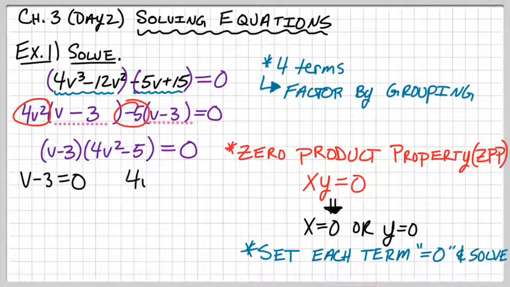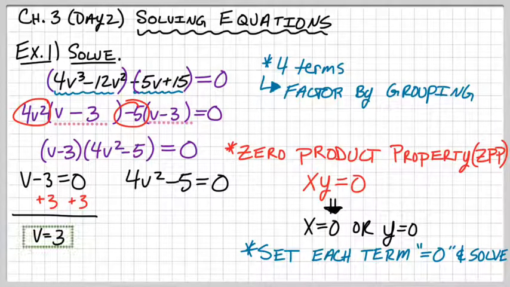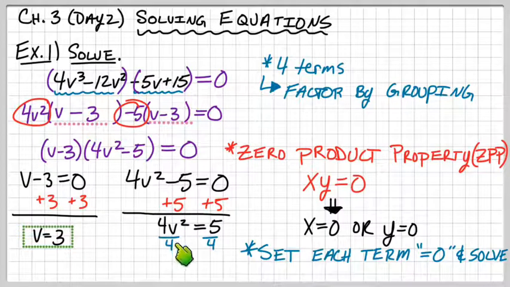So v minus 3 equals 0, and then the 4v squared minus 5 equals 0. So this one's really easy on the left here. Just add 3 to both sides. V equals 3. That's one of our answers. This one on the right, first thing we need to do is take care of the easy stuff. So add 5 to both sides. First thing is add 5. Then divide everything by 4. Get rid of that 4. So we get the v squared by itself.